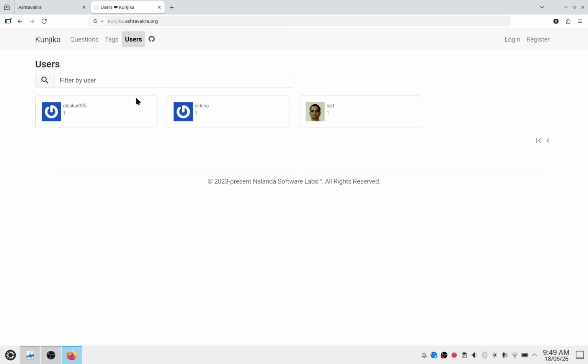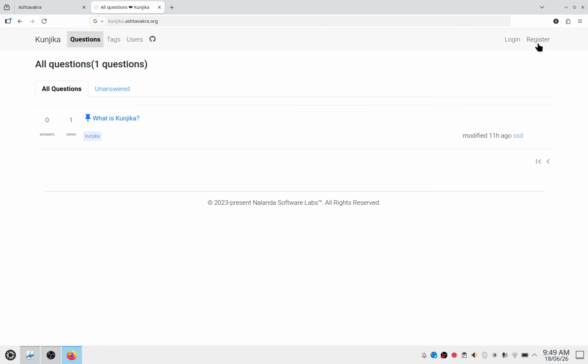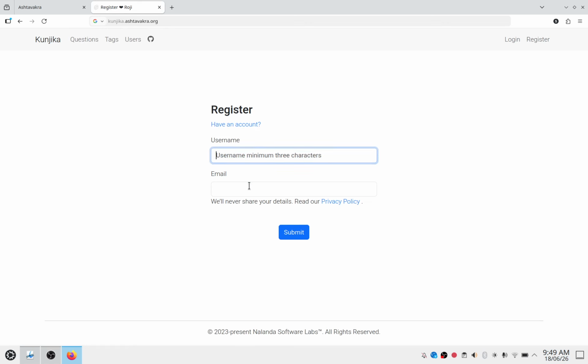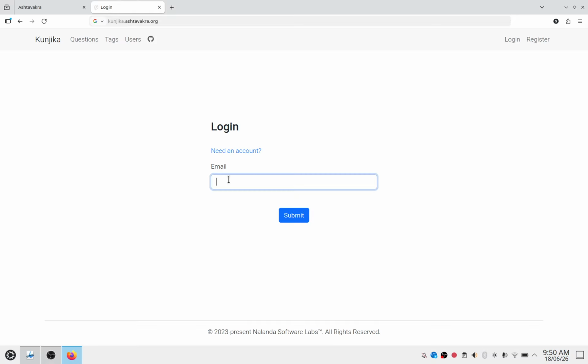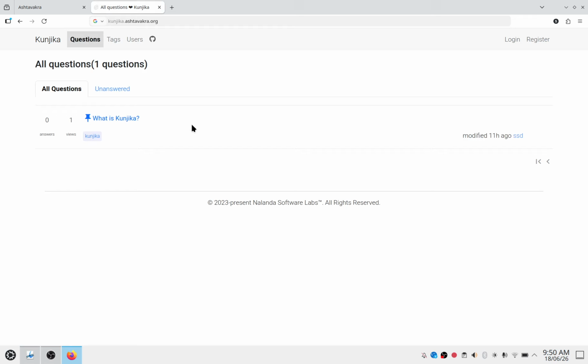So make sure you create a login here. To create a login, you come to register, pick a username, pick an email, and you will be sent a link. You click that link, you will be registered, then you log in, you put your email, you will be sent a code, paste that code in the next screen, and you will be logged in. To ask questions, you need to be logged in. To answer questions, you will need to be logged in as well.